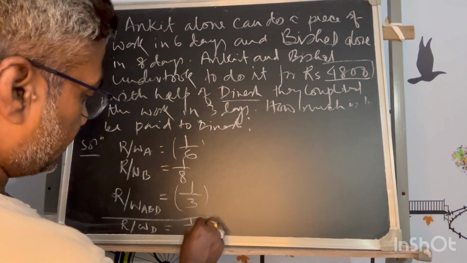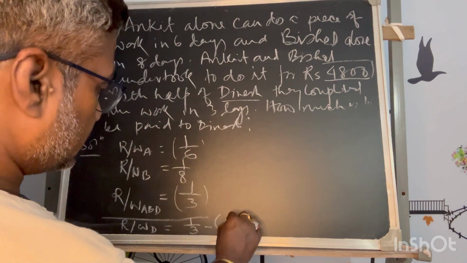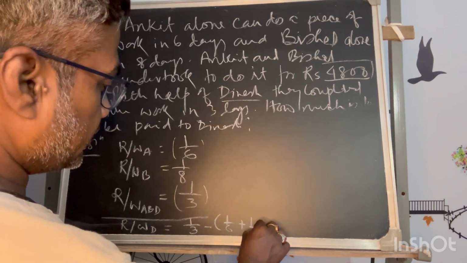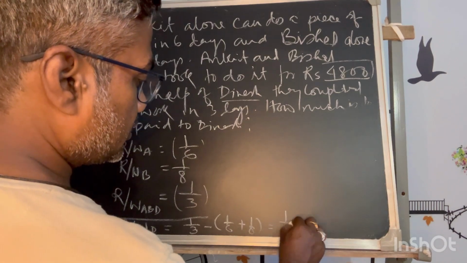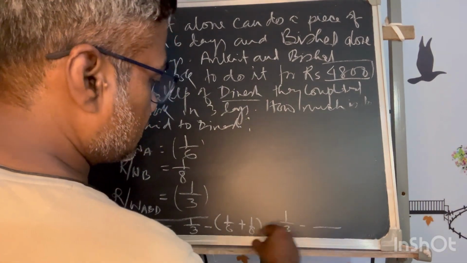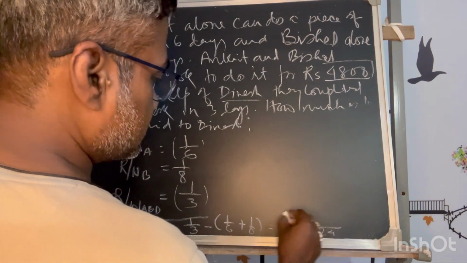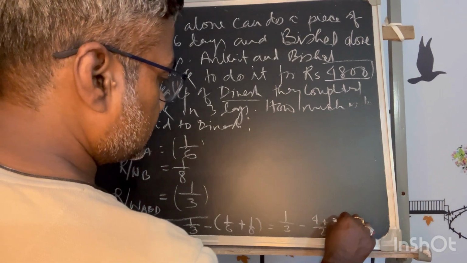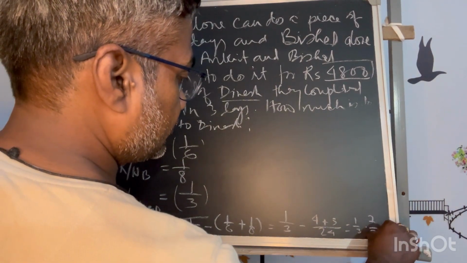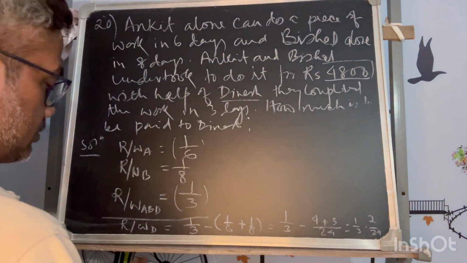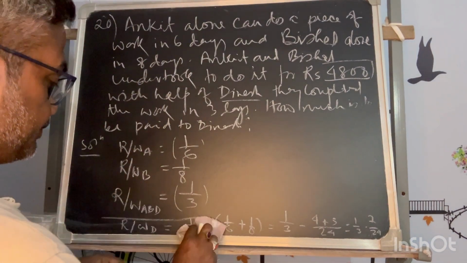So there, 1/3 minus 1/6 plus 1/8. That will be Dinesh's rate of work. The LCM is 24: 6 is 4 and 8 is 3, so this equals 1/3 minus 7/24. So how much will that come to?